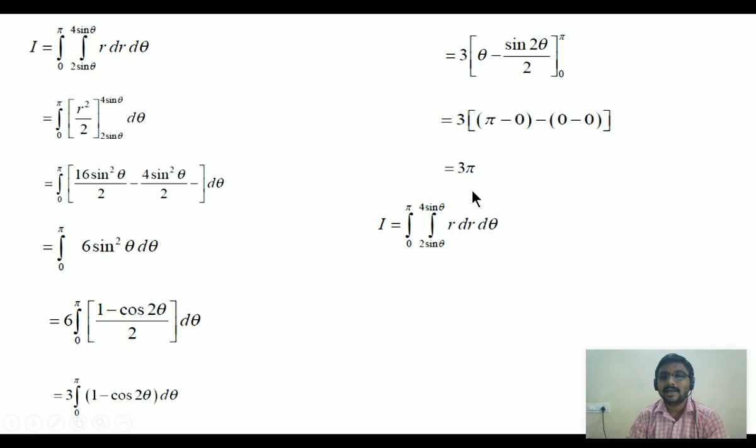So it is the required area, 3 pi of the region, required area of the region.